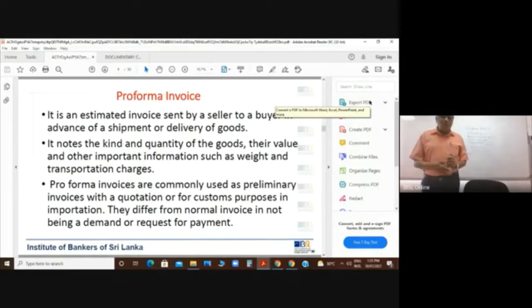Right? Proforma invoices are commonly used as the basic initial invoices with a quotation for customs purposes in importation. And it is not a demand or request for payment. It's only a brief description of what sort of goods you are going to get down. Right? Not the exact amount.